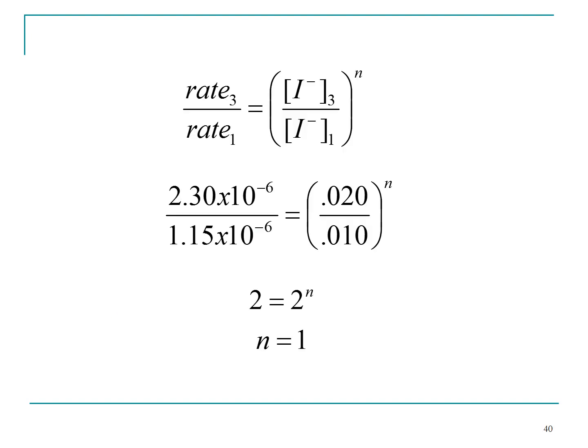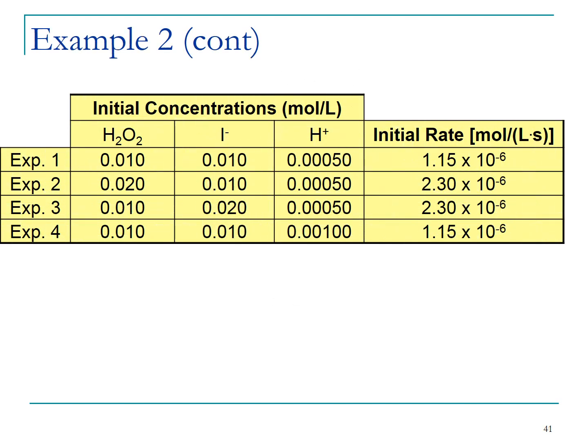All right, so here are the calculations. If we look at the rate from trial 3 divided by the rate for trial 1, always the bigger over the smaller, the concentration for trial 3 over the concentration for trial 1 raised to the n power, because this is that second segment of our rate law. If you do the ratios, you have 2 equals 2 raised to the n, and so n has to be 1, so it's first order again. So we can cross off the little n and put in a 1.